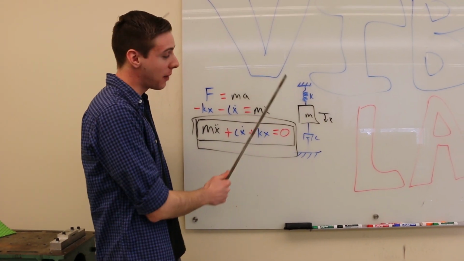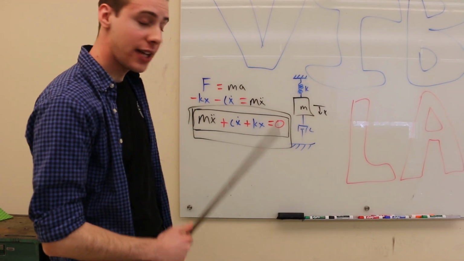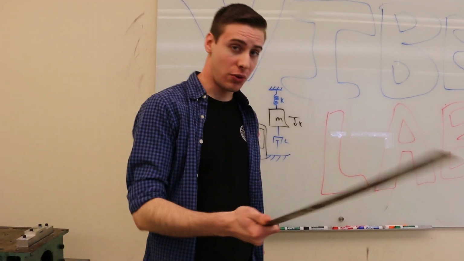Now that we understand the spring, mass, and damper components that go into a very basic mass spring damper system, we're going to take a look at them experimentally on the Sanderson machine right over here.